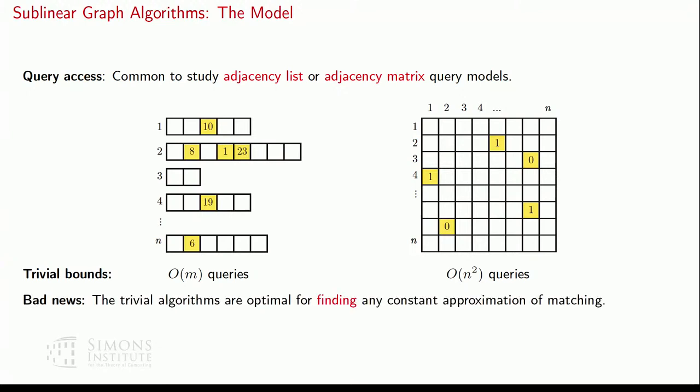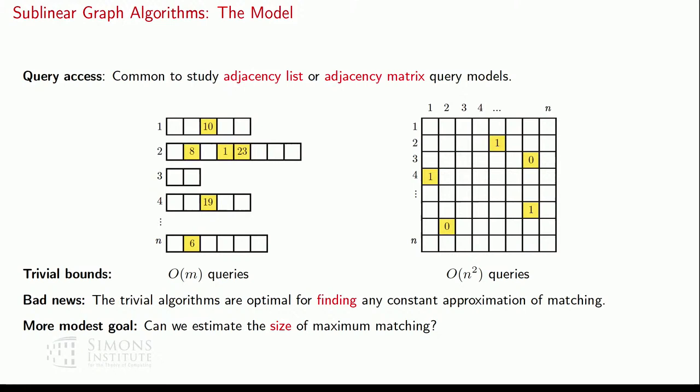Immediately, the bad news is that these trivial algorithms are actually the best we can hope for if the goal is to find a constant approximation, if we want to find the edge set of any constant approximate matching. Even if the matching is, say, 100 times smaller than the maximum matching, you still have to pay these many queries. In a sense, the right question for the sublinear time maximum matching problem is to, instead of finding the edge set of the matching, just estimate the size of the output, the size of the maximum matching, right?